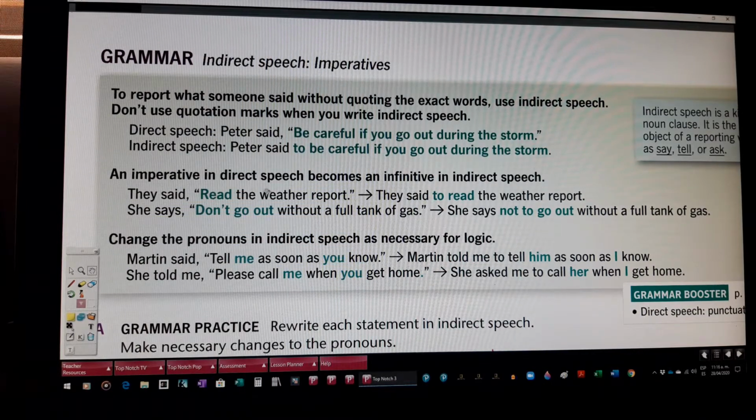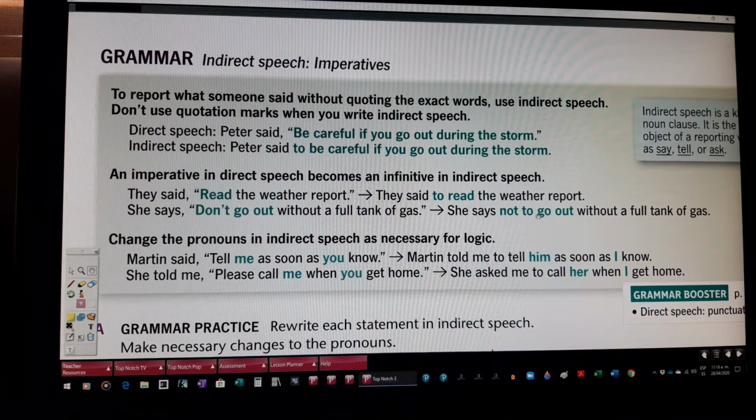They said, read the weather report. They say to read the weather report. She says, don't go out without a full tank of gas. She says not to go out without a full tank of gas. Me está diciendo que el discurso directo se convierte en indirecto simplemente por el uso del infinitivo. Cuando es negativo va el not y después de eso va el infinitivo.